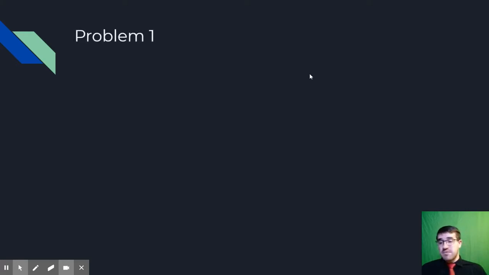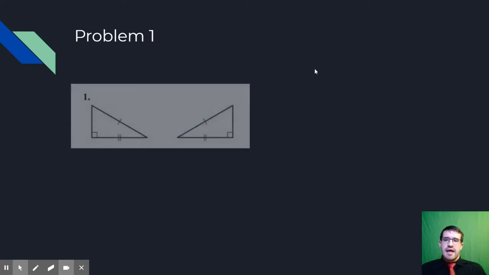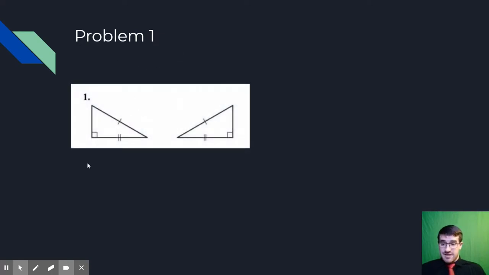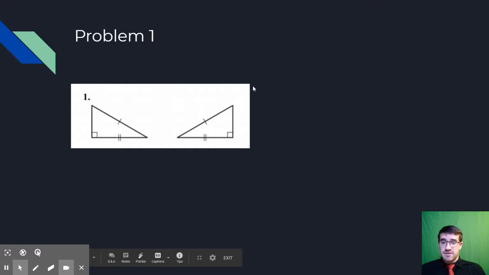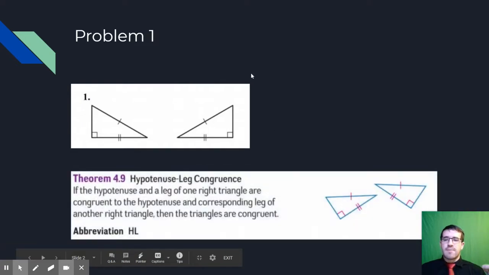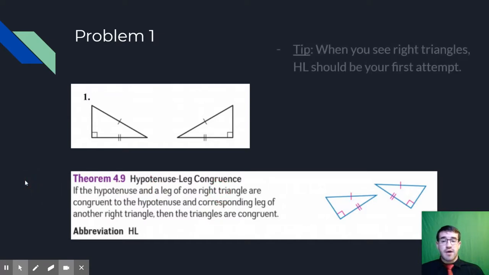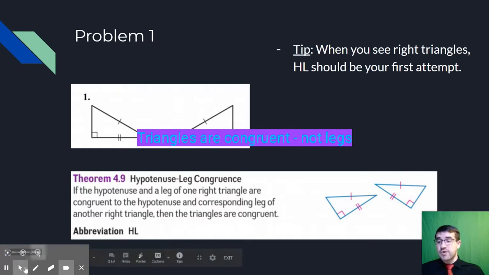So for the in-class problems, there are 7 in total, I believe. And for problem 1, we are given 2 right triangles here. And look back and you'll remember theorem 4.9 that you went over in your videos the other day, the hypotenuse leg congruence. And it says that if the hypotenuse and leg of one right triangle are congruent to the hypotenuse and corresponding leg of another right triangle, then the triangles are congruent. And we're going to abbreviate that with HL.